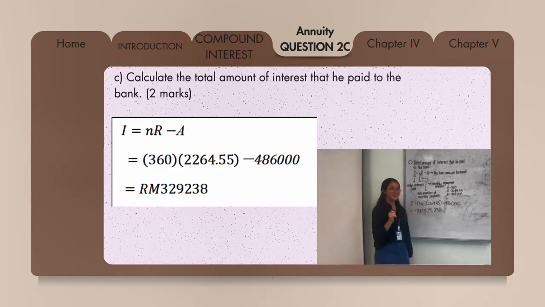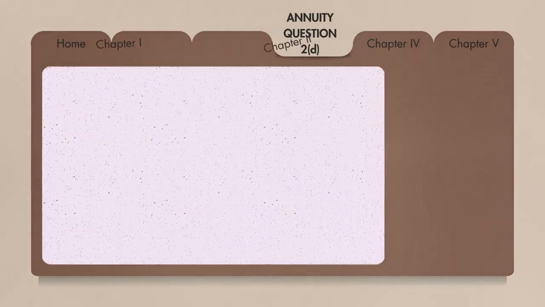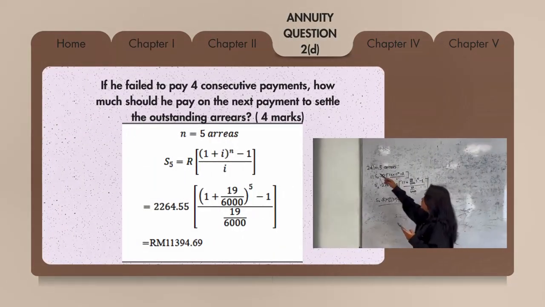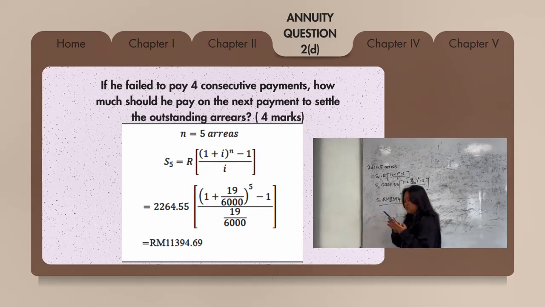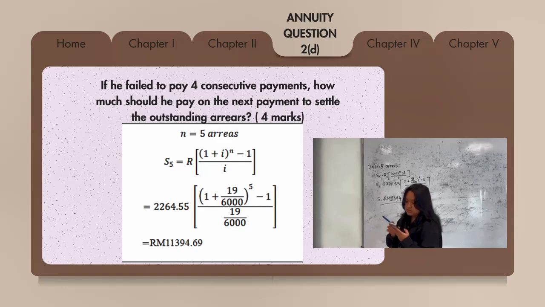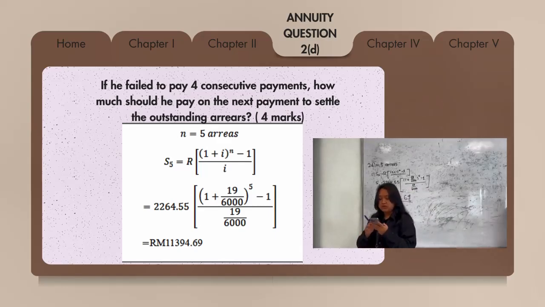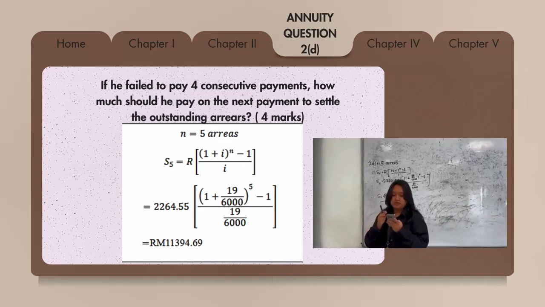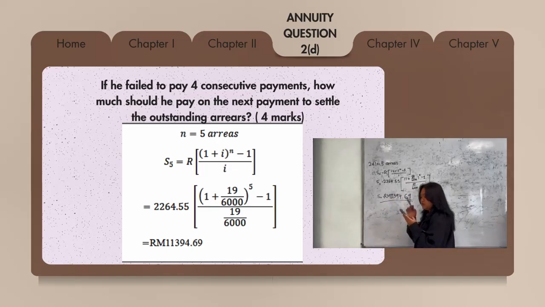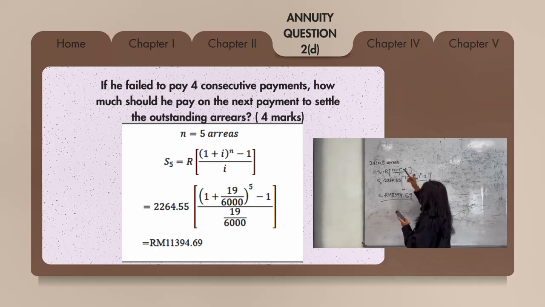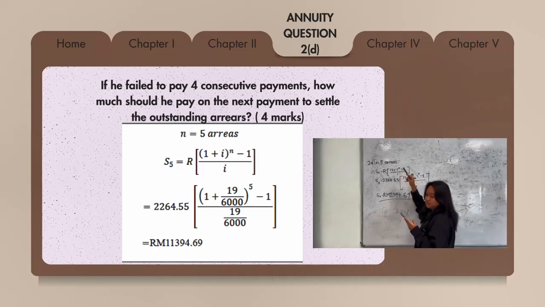238 ringgit. Okay, so this is question 2D. Here, if he fails to pay 4 consecutive payments, how much should he pay on the next payment to settle the outstanding arrears? This means how much he should pay in the 5th month, because he failed to pay for 4 months, so he needs to pay for the rest of the 4 months in the 5th month.